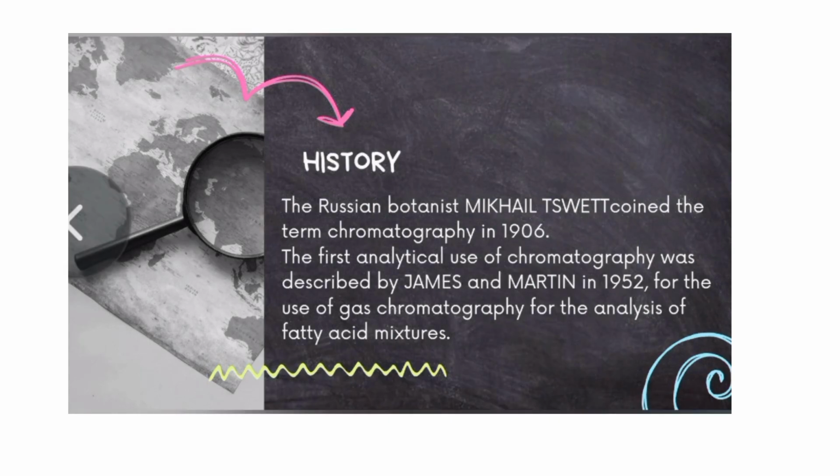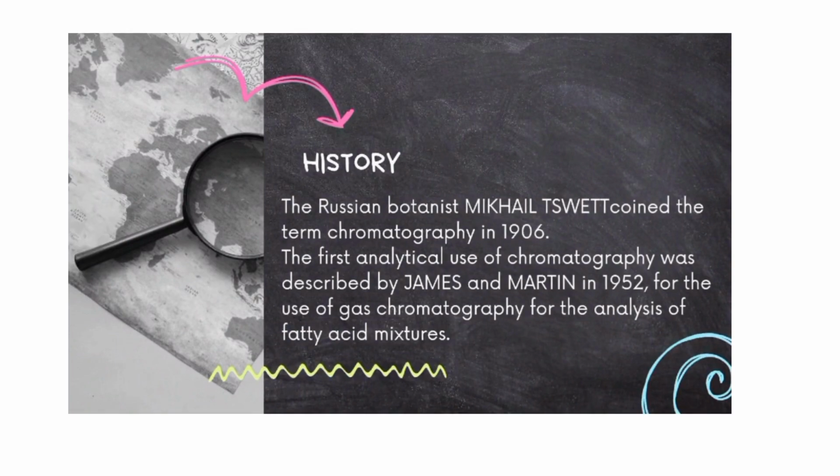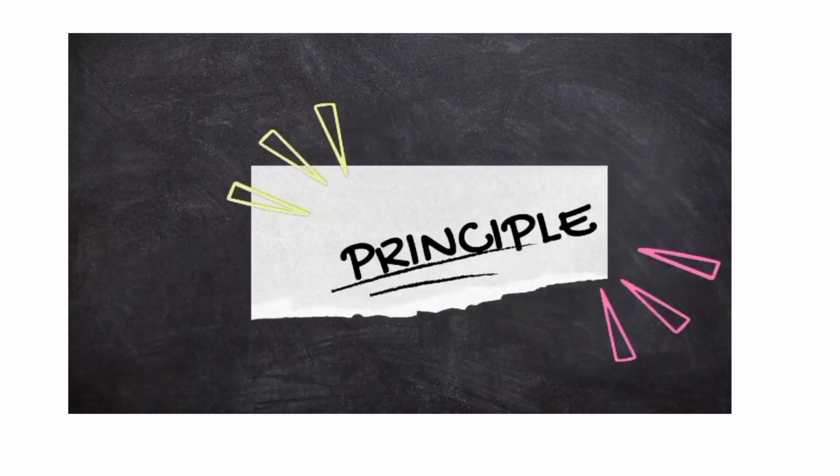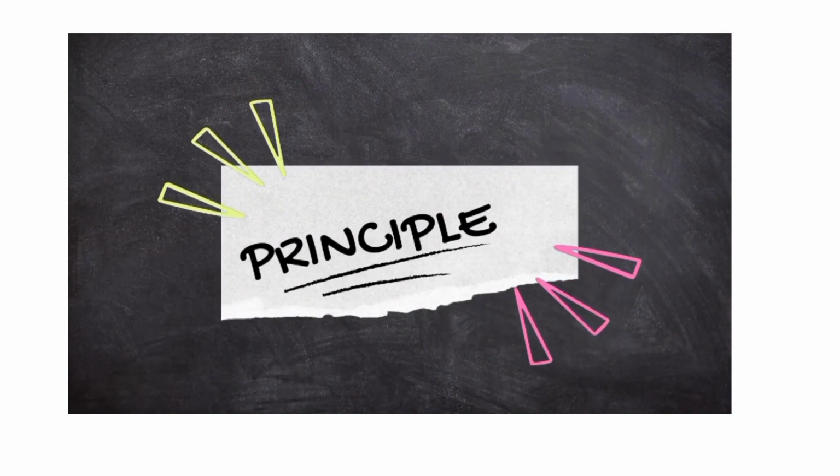Let's look at its history. The term chromatography was first coined by Michael Sweat. This guy in the early 20th century filled a glass column with calcium carbonate to separate plant pigments, marking the first recorded use of chromatography.